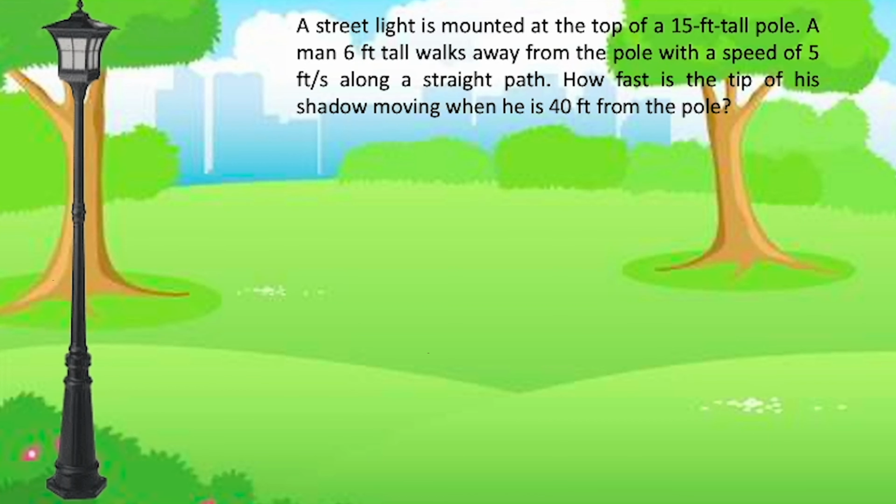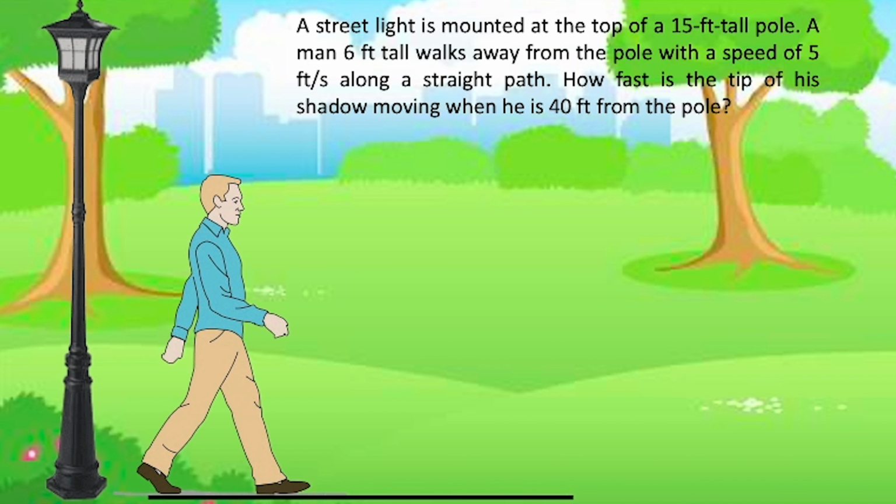A street light is mounted at the top of a 15-foot tall pole. A man 6 feet tall walks away from the pole with a speed of 5 feet per second along a straight path. How fast is the tip of his shadow moving when he is 40 feet from the pole?